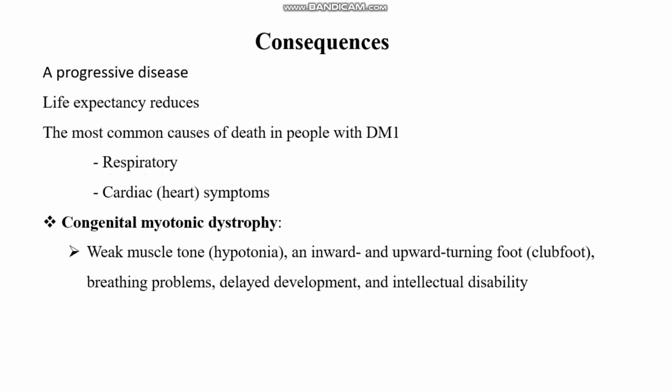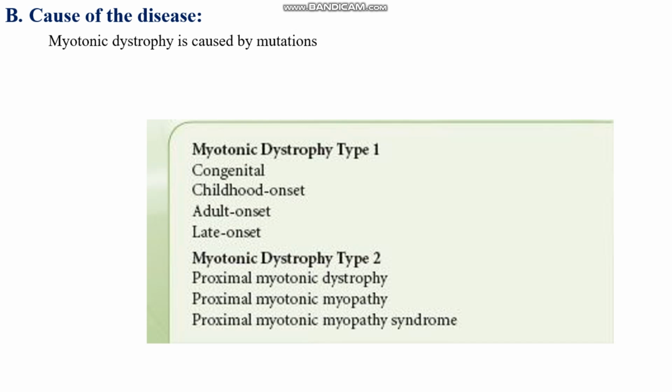In special cases, babies are born with a variation of myotonic dystrophy type 1 called congenital myotonic dystrophy. Symptoms of congenital myotonic dystrophy are present from birth and include weakness of all muscles, breathing problems, club feet, developmental delays, and intellectual disabilities. Myotonic dystrophy is caused by mutations, changes in either the DMPK gene in type 1 or the CNBP/ZNF9 gene in type 2.